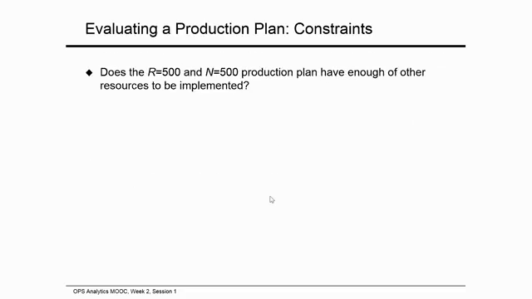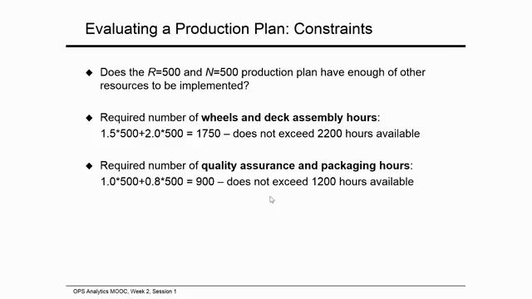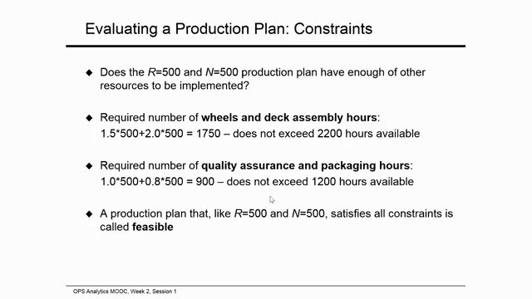Let's see how our production plan of 500 of each model fares in terms of the other resources it requires. It is okay from the point of view of wheels and deck assembly hours. What it requires, 1,750 hours, does not exceed what Zuter has available, 2,200 hours. The same is true regarding QA and packaging hours. The required number, 900, does not exceed the availability, that is 1,200. We call a solution like that a feasible solution.